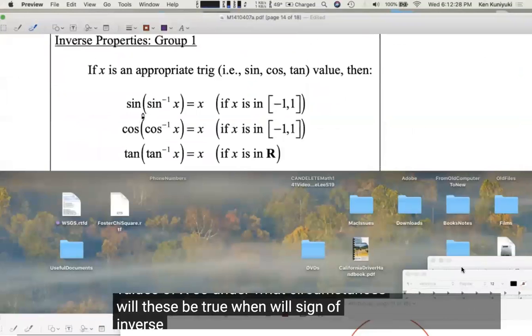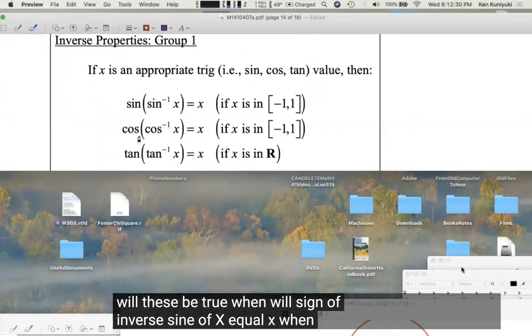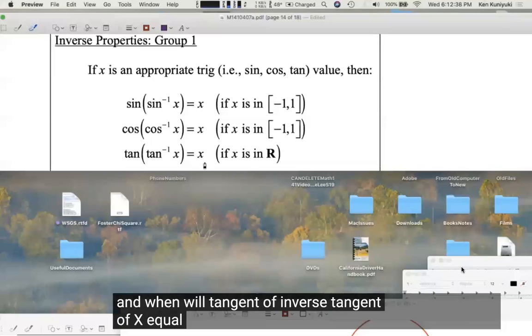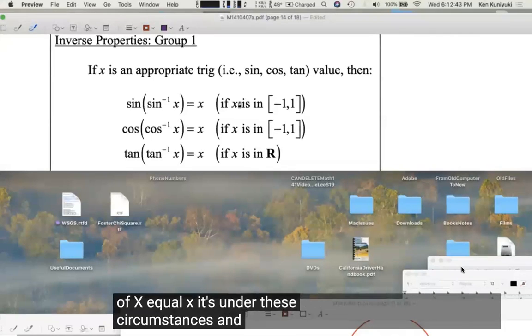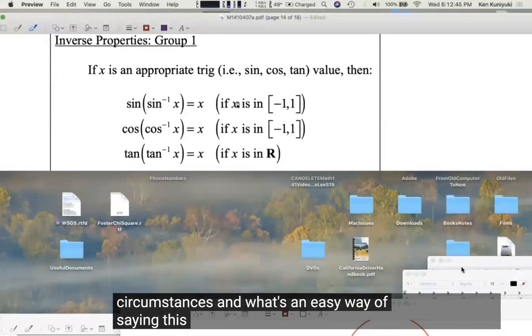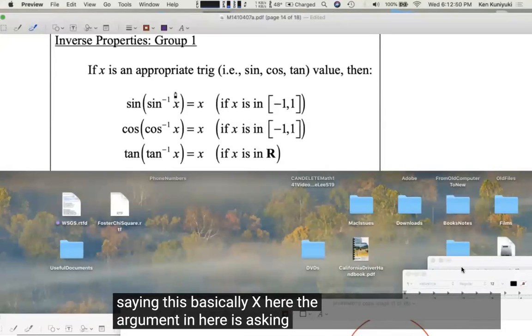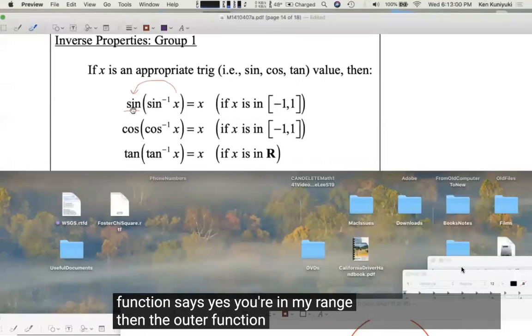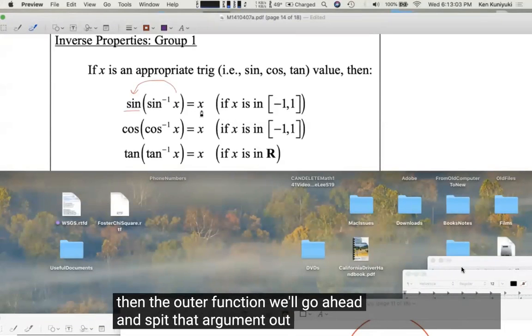When will sine of inverse sine of x equal x? When will cosine of inverse cosine of x equal x? And when will tangent of inverse tangent of x equal x? It's under these circumstances. And what's an easy way of saying this? Basically, x here, the argument in here, is asking the outer function, am I in your range? If the outer function says yes, you're in my range, then the outer function will go ahead and spit that argument out.